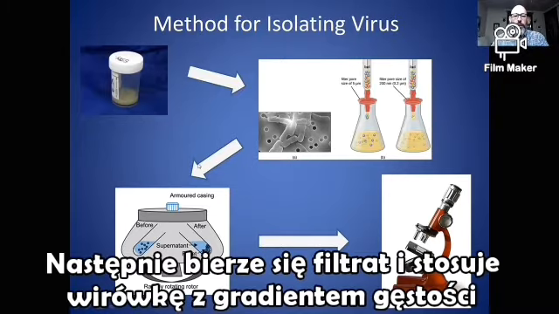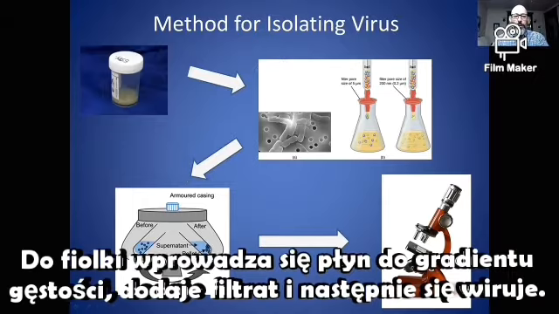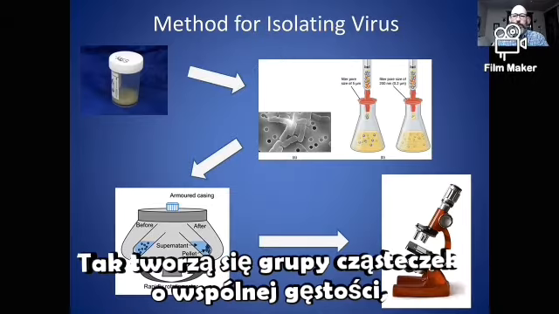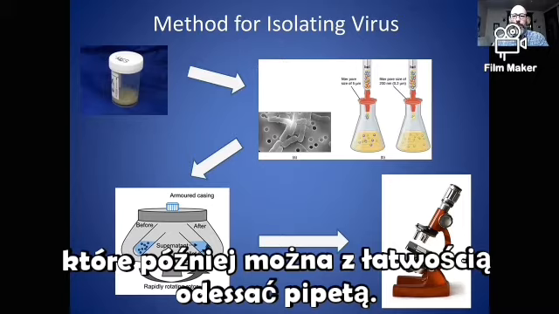Then you take this filtrate and you use a centrifuge with a density gradient solution. So you put the density gradient liquid in the tube and then add the filtrate and spin it. And what it does is it forms a band of the particles because they all have the same density. And then you could easily take a pipette and suck those particles out.